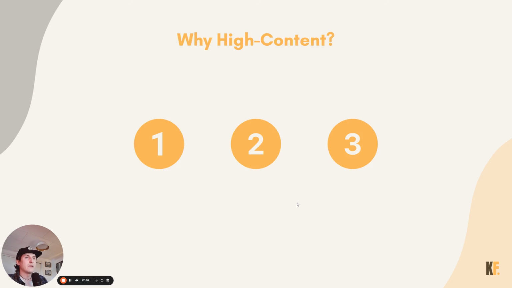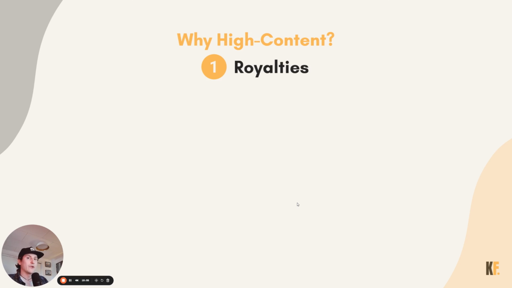But there's also 3 main things, which for me are just the deal breakers and just make high content publishing a no-brainer. The first one being the royalties. Like we already briefly mentioned, the royalties in high content publishing is just so much higher. So let's look at a few examples of that.